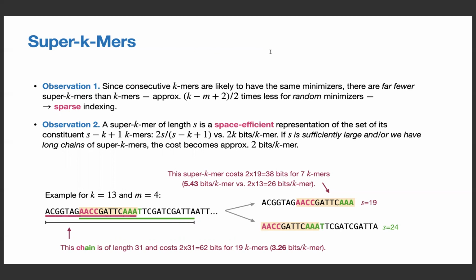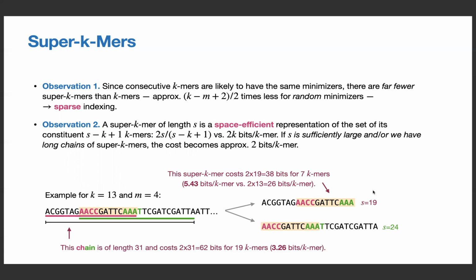And the second observation is that a super K-Mer of length, for example, S, is a space-efficient representation for the set of its S minus K plus 1 constituent K-Mers. So you can see here an example with K equal 13. For this super K-Mer of size 19, it contains 7 K-Mers, and we spend 2 times 19, so 38 bits for 7 K-Mers, which is about 5.4 bits per K-Mer.